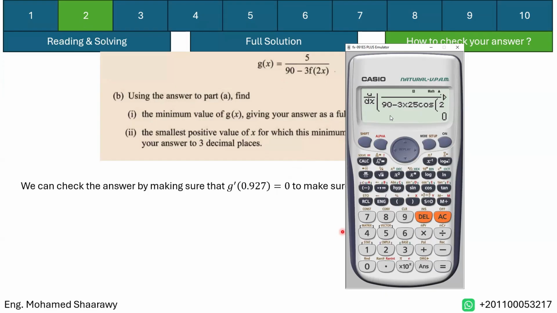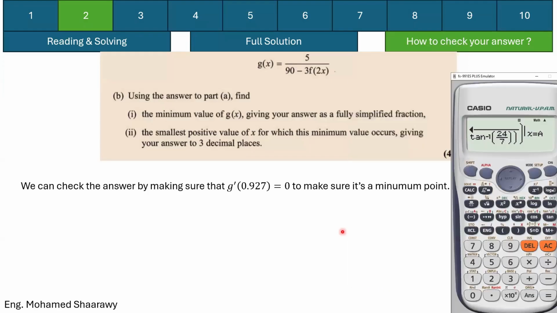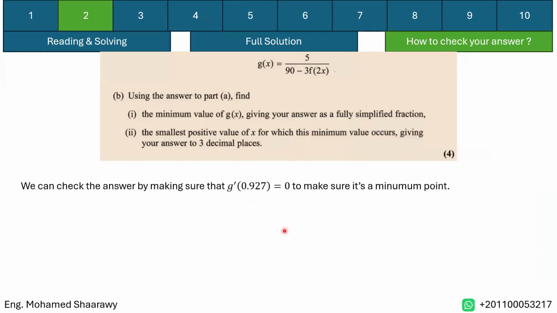I can actually make a better check that it's a minimum point by getting g double dash. And g double dash at this location should give you a positive value. But actually, I don't have time for this. This is enough for me. All right.